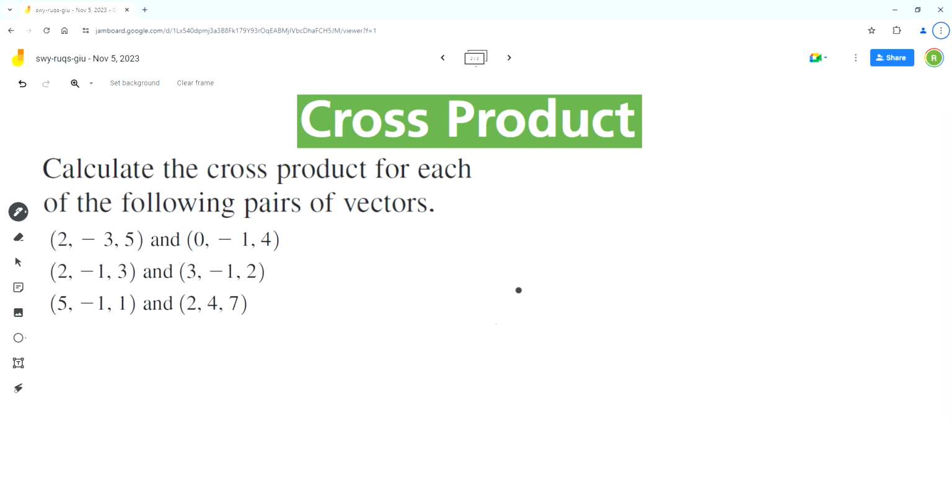So in this video, we'll solve this problem using the concepts of cross product. As per the problem, calculate the cross product for each of the following pairs of vectors. So let's start with the first pair.